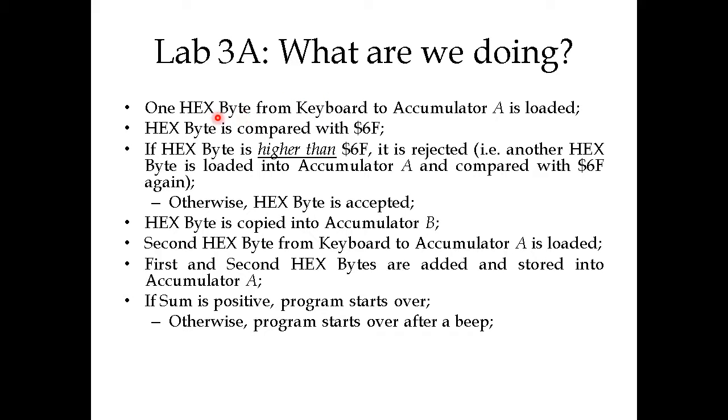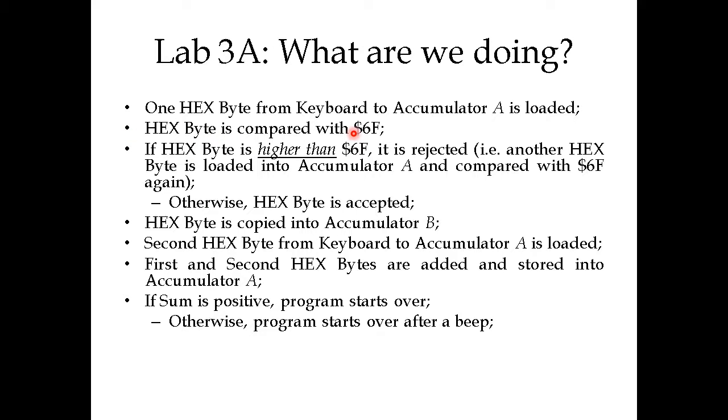This is what exactly we'll do. Your program will request one byte from the keyboard, meaning from the user, into accumulator A. That means it will actually ask you to enter a byte. So you'll be entering a byte, let's say 2E or 5C or 7A, whatever you want. You enter it in hex, and that byte will be saved into accumulator A. That is your first hex byte that you enter, and it is then automatically compared with 6F.